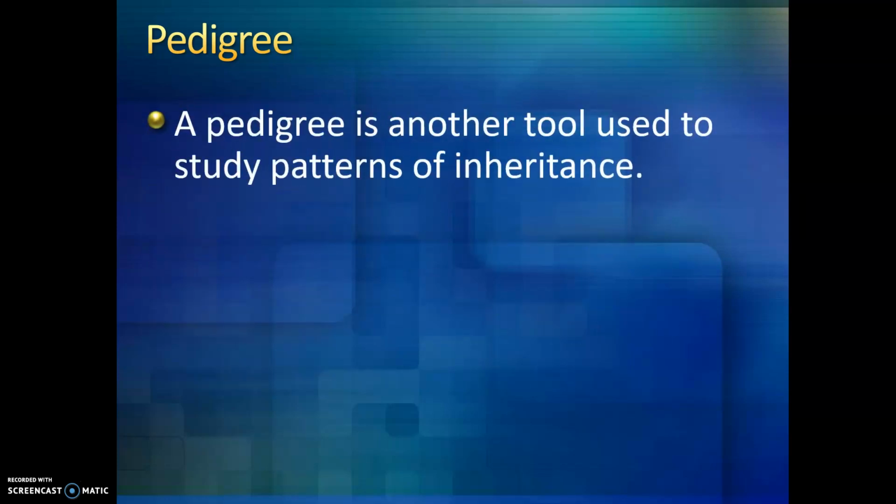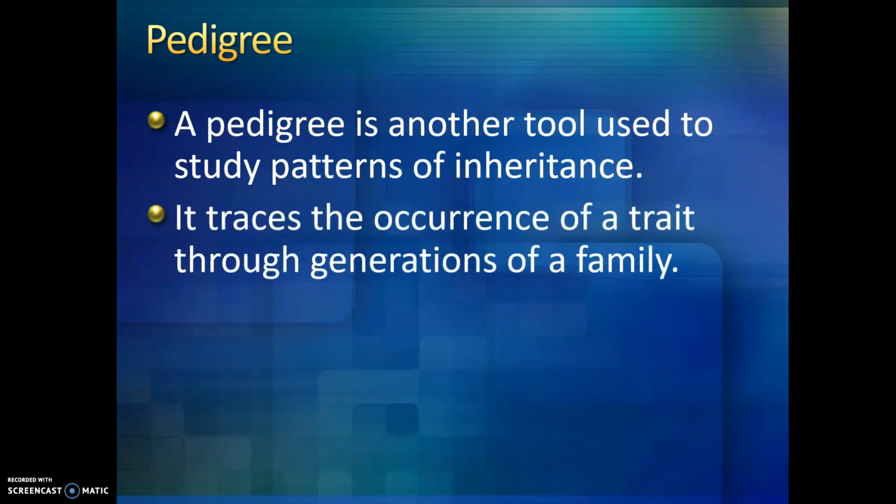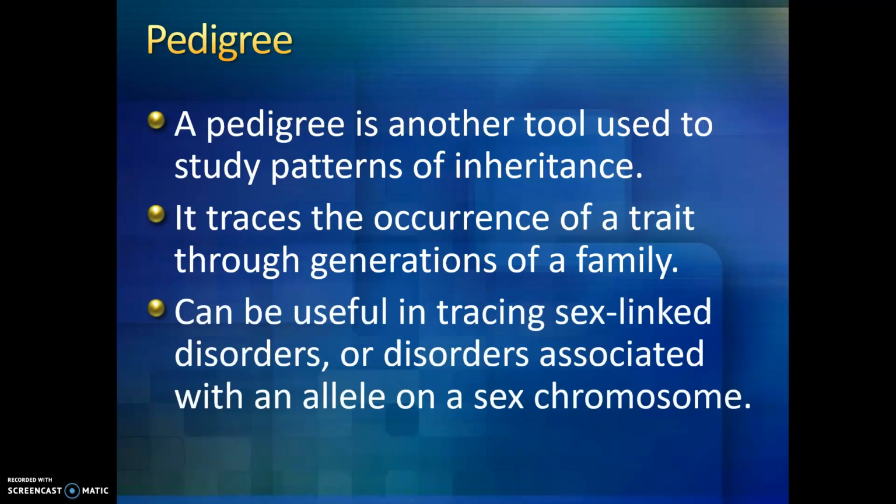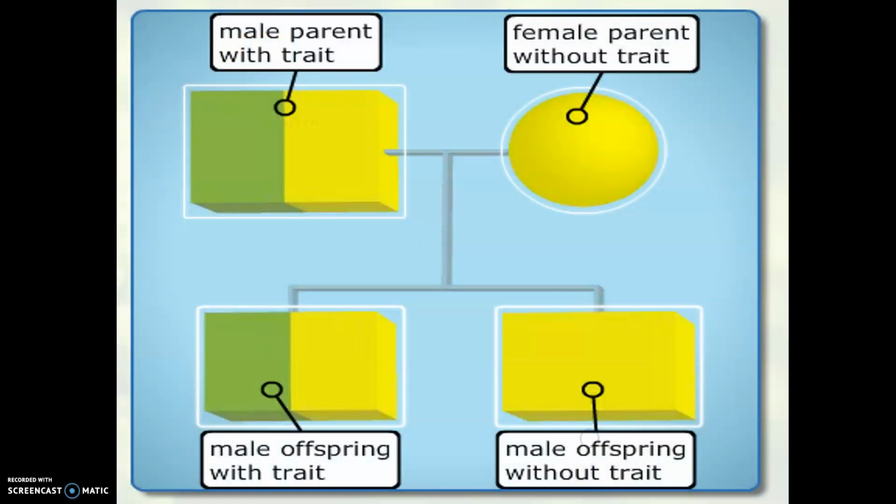Okay, pedigrees. This goes right along with what we talked about in our Friday seminar with Kim Routsong and determining our family lineage, family trees. Pedigrees are a scientific tool, and we use them a little bit differently, but they tell us a lot of information to study patterns of inheritance. So we can look at a single trait and trace it through generations of a family. It can be useful tracing disorders, sex-linked disorders, like if it's something that affects males more, like color blindness, or disorders associated with one allele on a sex chromosome.